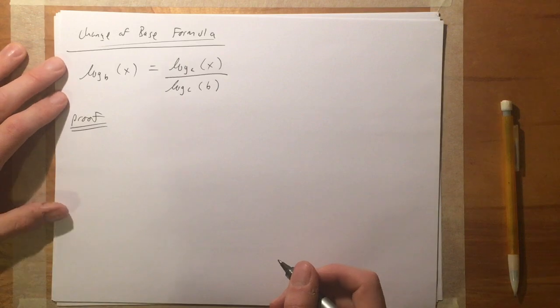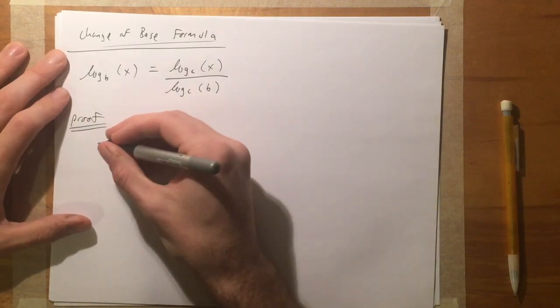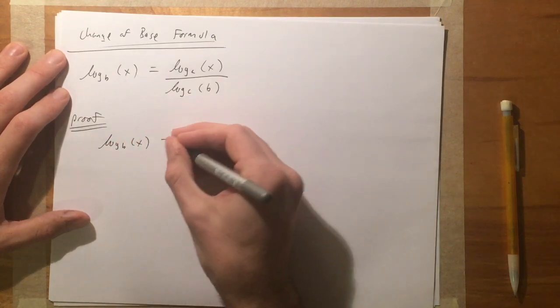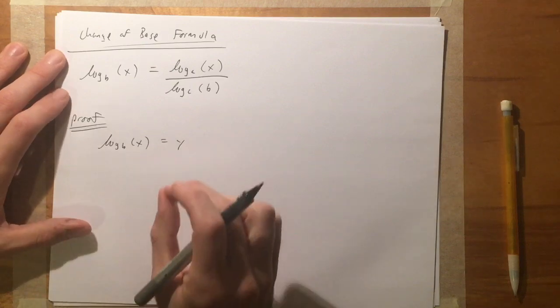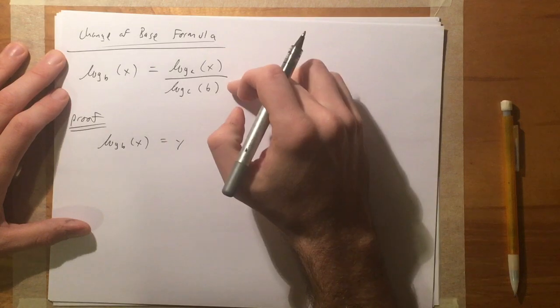The way you can do that is you start with log base b of x. Let's say that equals y. Whatever that is, it's equal to y, all right? And we want to show that y can also be rewritten in this format over here, the log base c of x divided by log base c of b.